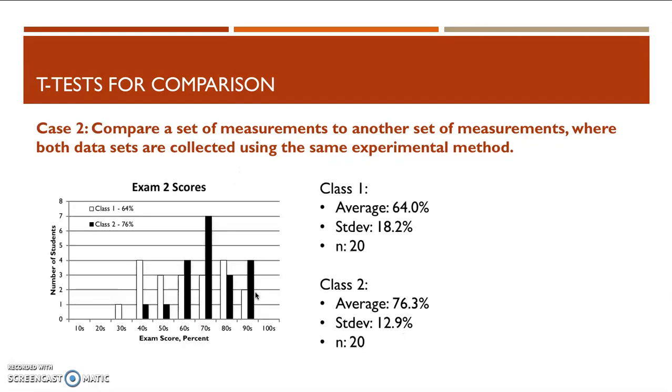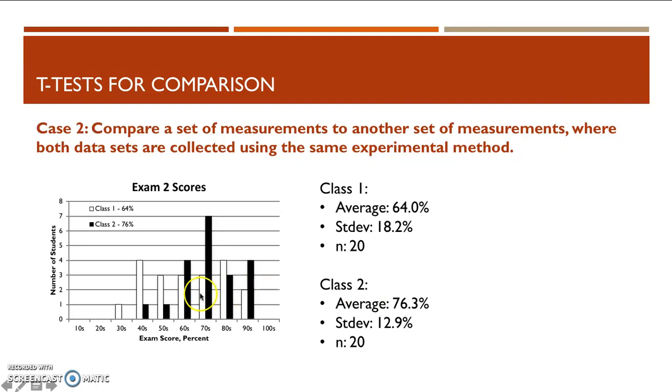Here's a better real-life example. This is data from several years ago in one of my general chemistry classes. I had 2 sections, and this is the distribution of scores from exam 2 that year. You can see that the black class is class 2 and the white class is class 1, and class 1 looks like it has a larger standard deviation, it's a larger distribution. Class 2 is a little narrower and maybe has some higher scores. And if you look at the standard deviations, who knows if they're similar or not, but the average seems to be about 12 points higher in class 2.